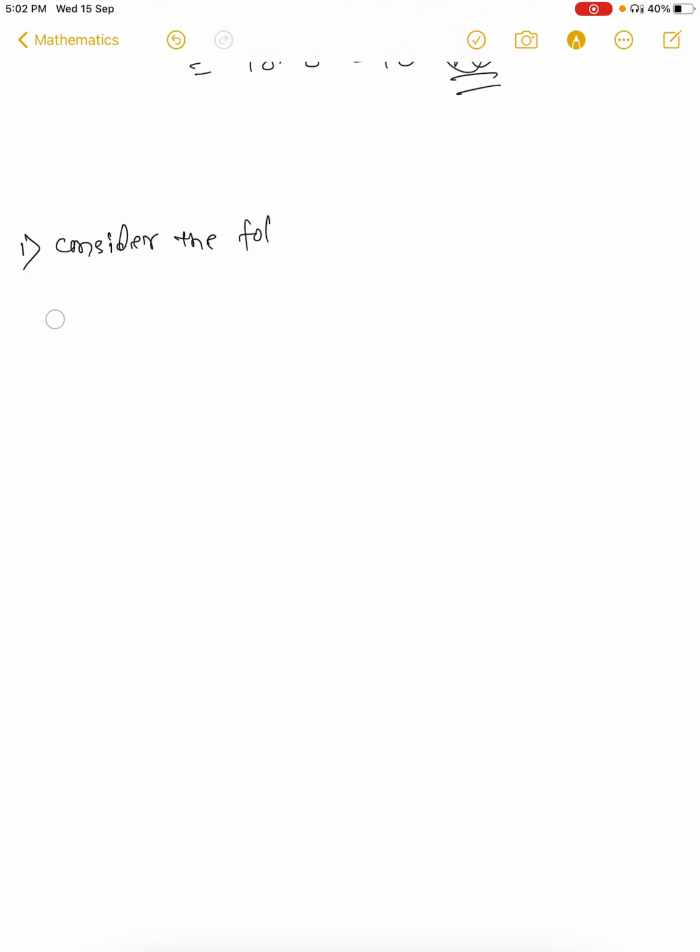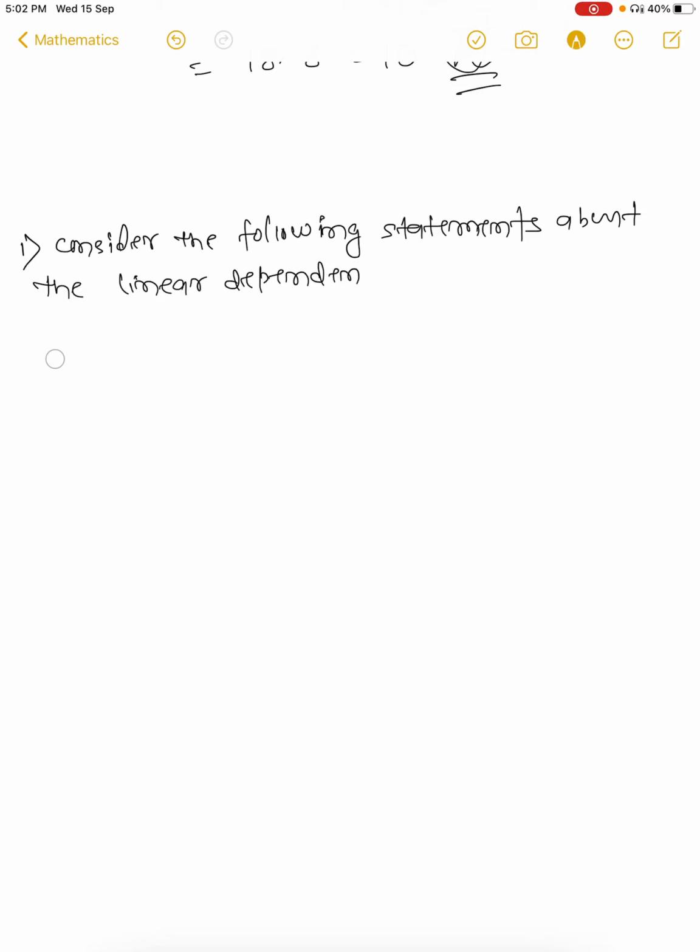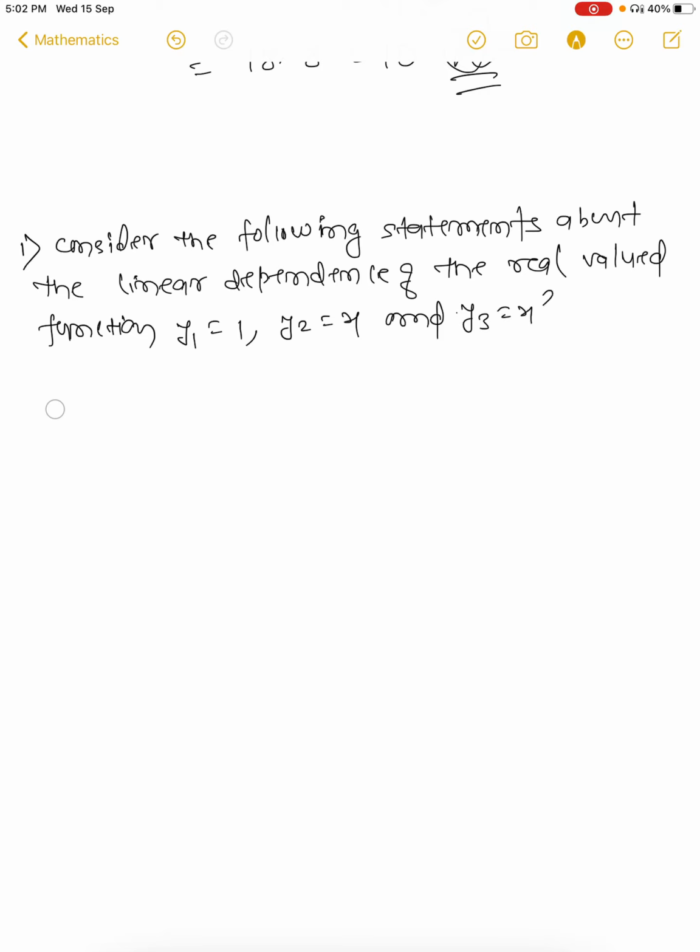Consider the following statements about the linear dependence of the real valued functions y1 is equal to 1, y2 is equal to x, and y3 is equal to x square over the field of real numbers.